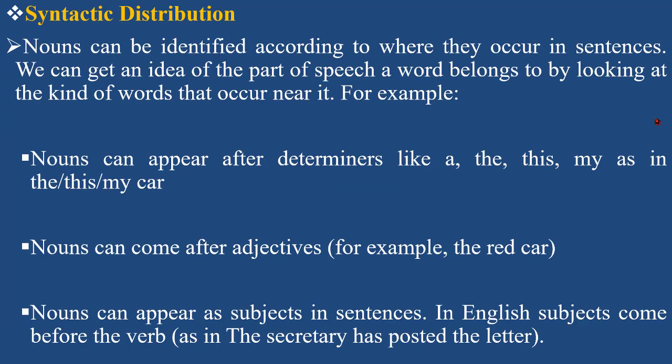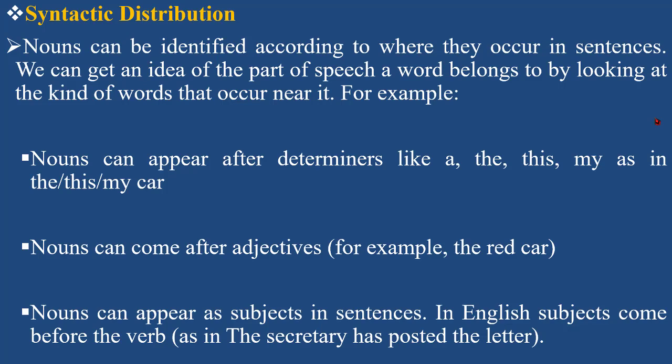So let's move on. Now we have talked about morphological distribution, in which we talked about inflectional affixes and derivational. Okay. Now let's move on to syntactic distribution. So nouns can be identified according to where they occur in a sentence or in sentences. So we can get an idea of the part of speech a word belongs to by looking at the kind of words that occur near it.